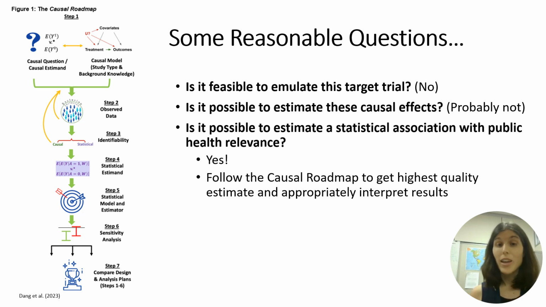And I will argue that yes, we can, because it's still relevant to understand the association between antibodies and risk of disease. But even though we're not estimating a causal effect, I'm still going to follow the causal roadmap to get us the highest quality estimate possible and appropriately interpret our results so that we get a good estimate with real-world relevance.